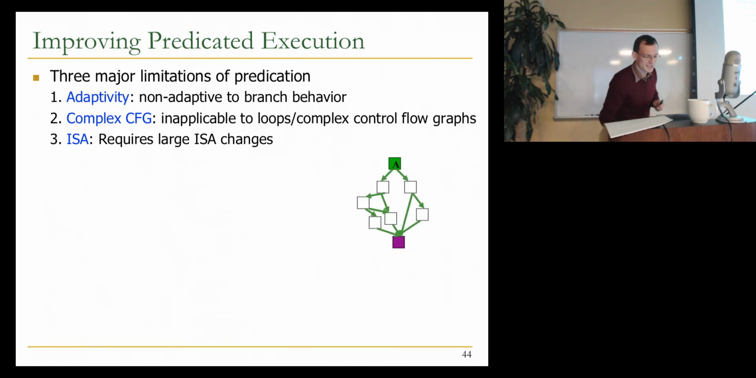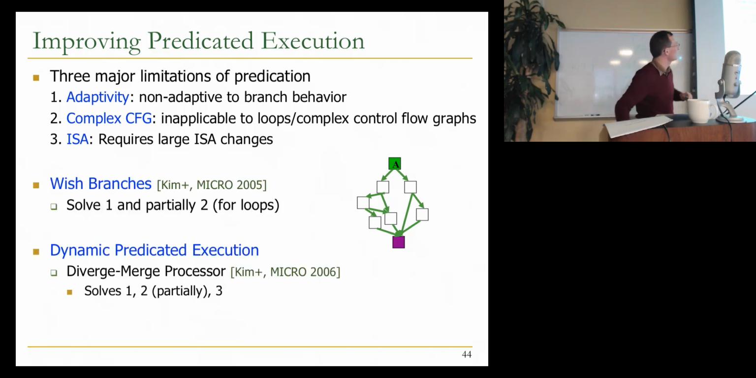So how do we actually fix some of these ideas? Well, I guess I had this here. Right? If you predicate everything, then you actually have a lot of wasted work. I'll talk about the idea of wish branches. This is not implemented in existing processors yet, but I think going forward it's a nice idea because it's a hardware-software cooperative solution. I will not talk about dynamic predicate execution. This basically solves, hopefully, all of those problems, the second one partially. But let's take a look at the first one.